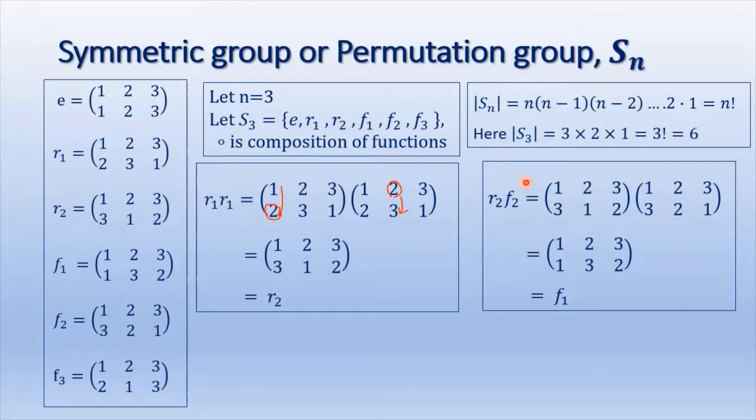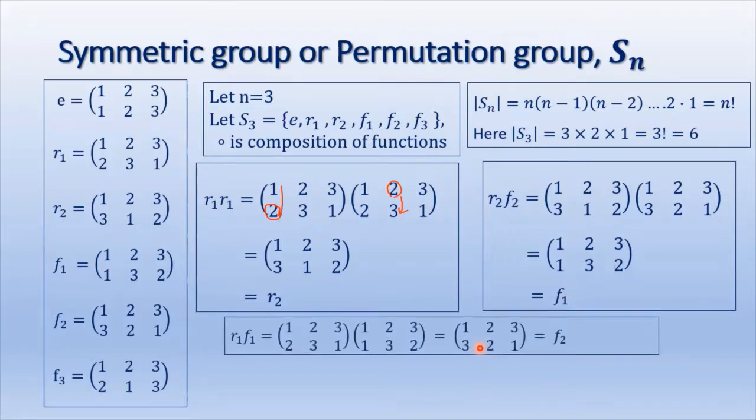So the resulting element is like this with 1, 2, 3 in the first row and in the second row you are having 1, 3, 2. That is 1 goes to 1, 2 goes to 3, 3 goes to 2. That is F1. Next you can see that R1 into F1 is F2. This also you can verify.